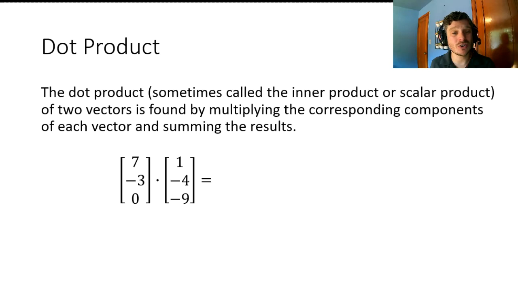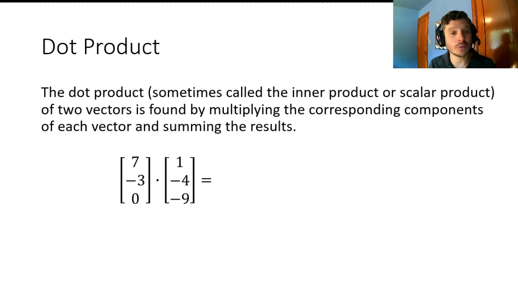Well, the dot product is also sometimes called the inner product or the scalar product. And the way we find it is that we take two vectors, we multiply their corresponding components together, and then sum the results. So here's what the process looks like for finding the dot product between two vectors.